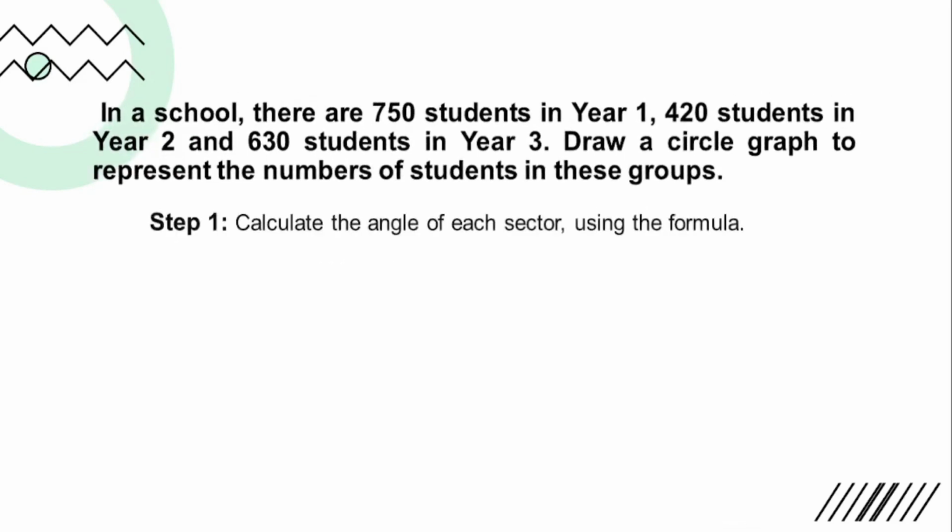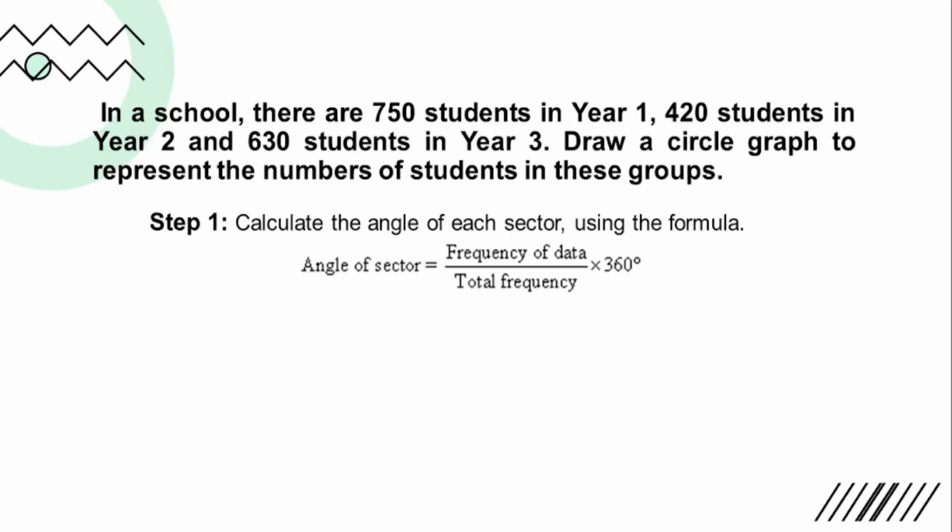For step 1, calculate the angle of each sector using this formula. The formula is: angle of a sector is equal to frequency of data over total frequency times 360 degrees. So you will ask, what is frequency of data? Frequency of data is a value obtained from a nominal variable. How about total frequency? Total frequency is the total value of frequency of data. So why 360 degrees? It's pretty self-explanatory. We are dealing with a graph which is a circle. That's the reason why we have 360 degrees.